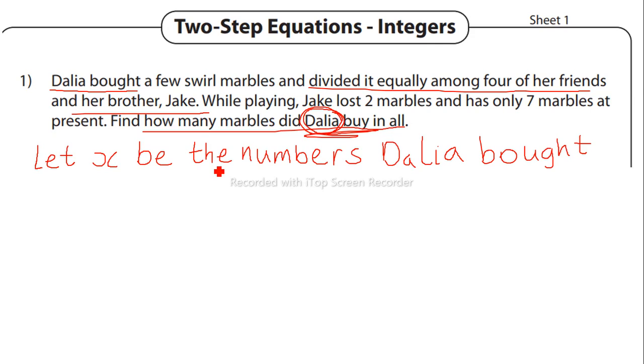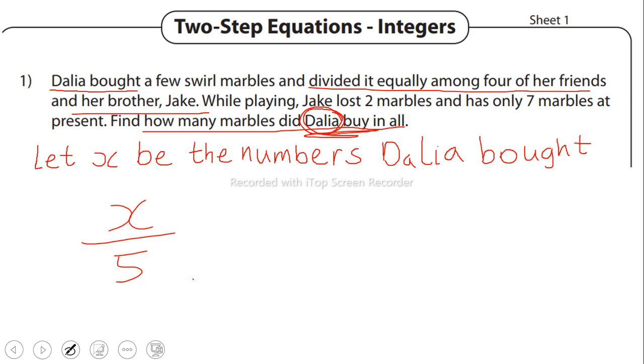It seems that it's 5 people, because 4 friends, right, and then a brother. You understand? Yes. So X is going to be divided by 5.